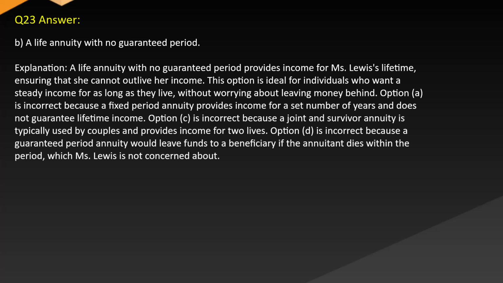about leaving money behind. Option A is incorrect because a fixed period annuity provides income for a set number of years and does not guarantee lifetime income. Option C is incorrect because a joint and survivor annuity is typically used by couples and provides income for 2 lives. Option D is incorrect because a guarantee period annuity would leave funds to a beneficiary if the annuitant dies within the period, which Ms. Lewis is not concerned about.